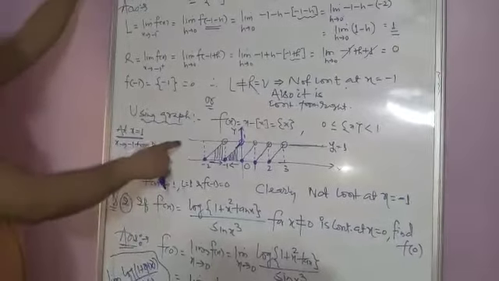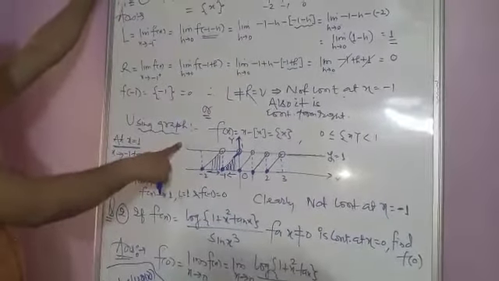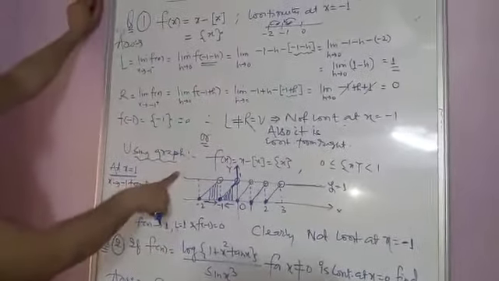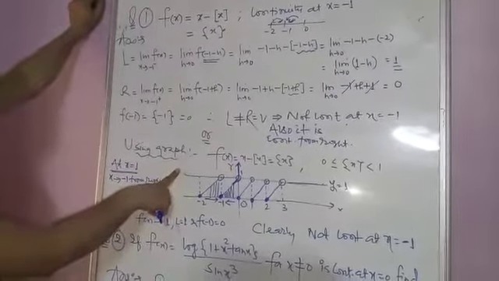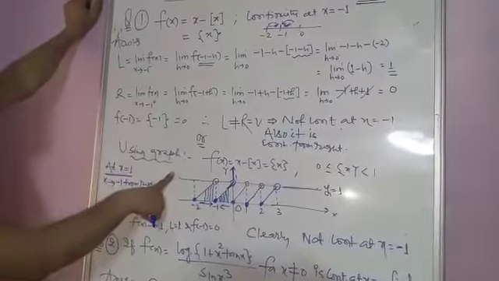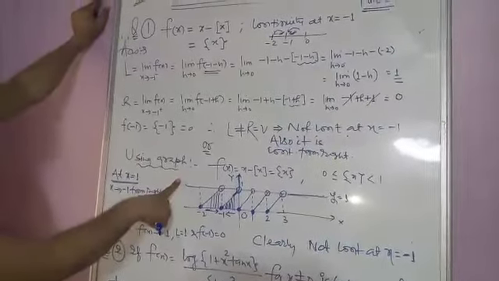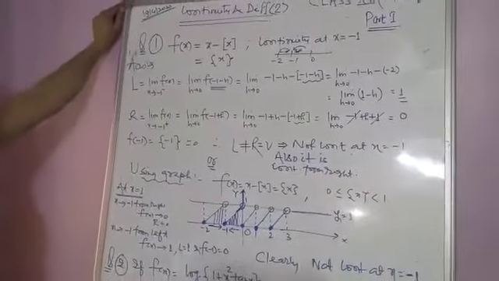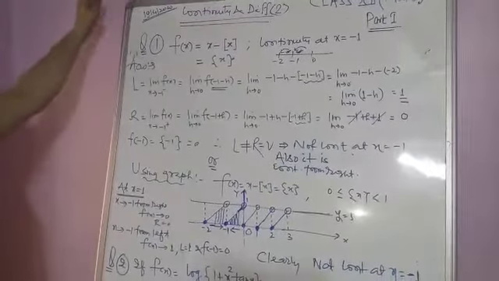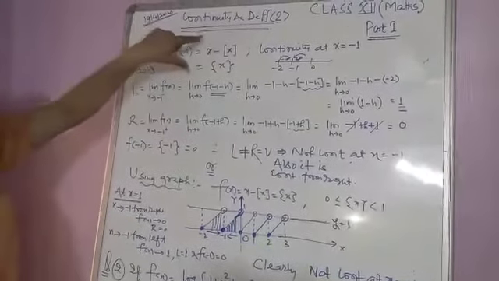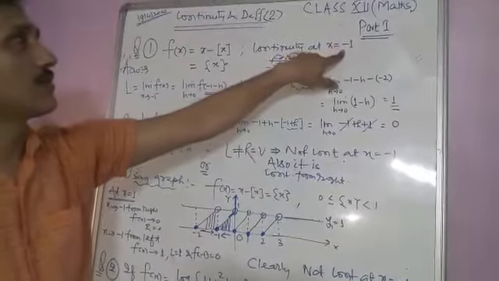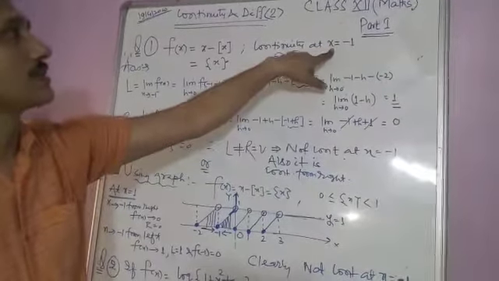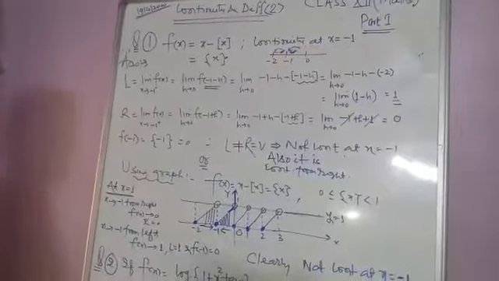Here is a general fact about piecewise defined functions like the greatest integer function, fractional part function, and least integer function. These functions are everywhere continuous except at integral points. So in an objective question, we directly say the function is discontinuous at x equal to minus 1 because minus 1 is an integer.